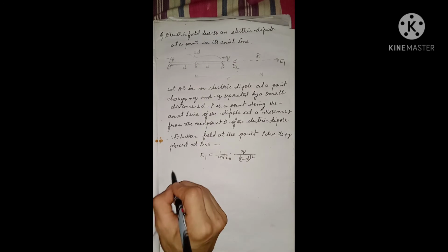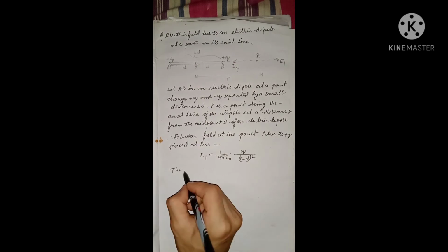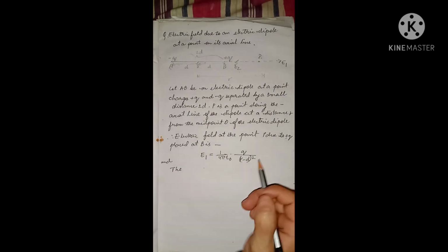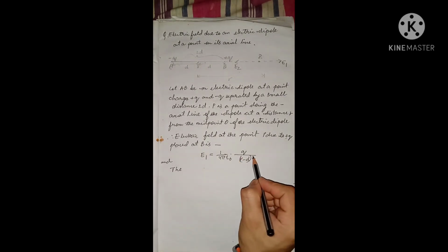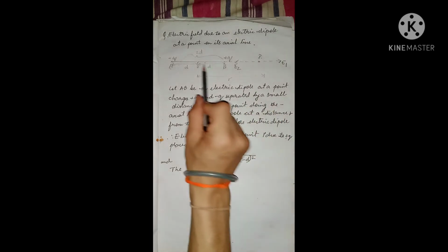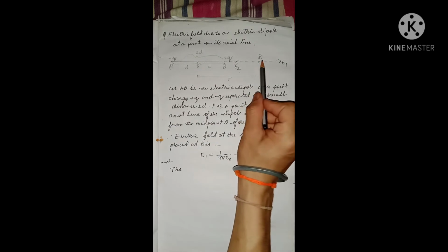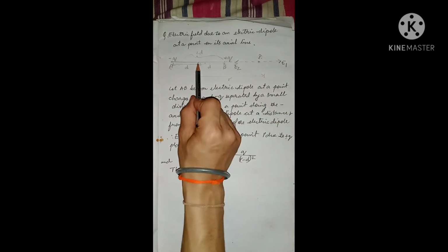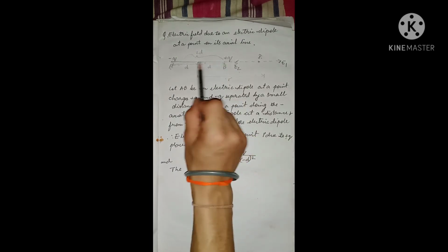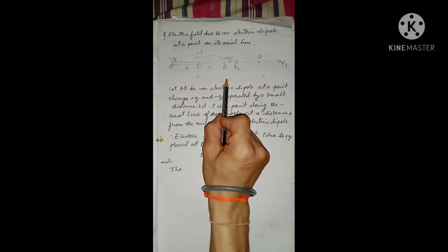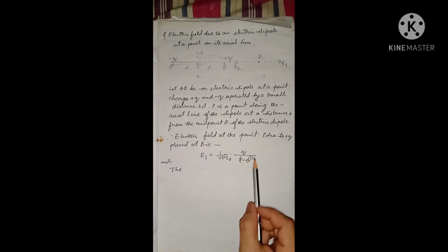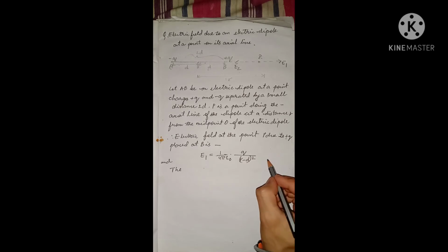The electric field, and here why we have written R minus D whole square? Because look at the diagram, the distance between P and O is R, and the distance between B to O is D. So we need to subtract D from R. That is why we have written R minus D whole square, instead of just R.